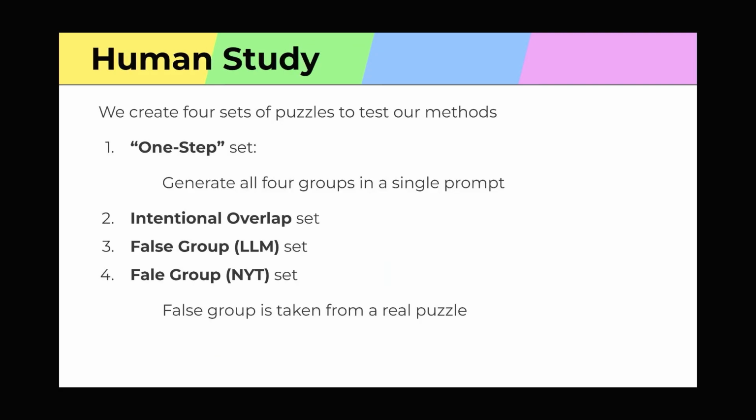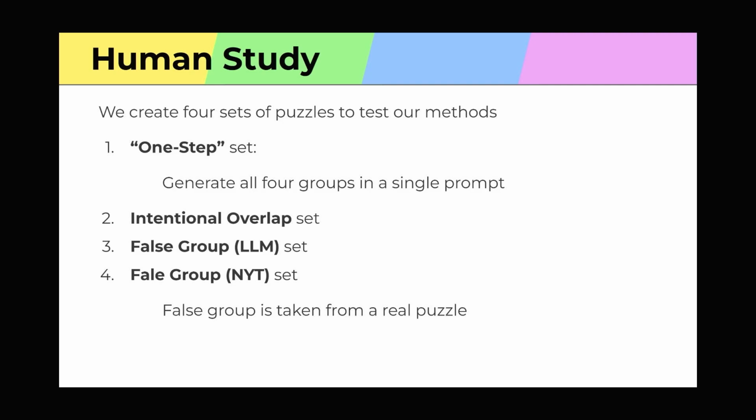And so we set this up. We have a couple other agents working on that I'm going to cut for time, but we create 4 sets of puzzles in order to test AI-generated connections puzzles. The first is a 1-step set. So this is a naive approach where we're generating an entire puzzle, all 4 groups, in a single prompt of the LLM. We have our intentional overlap set, which is where we tweak this slightly to make sure we have these overlapping meanings of groups.